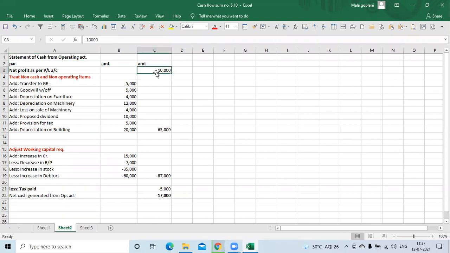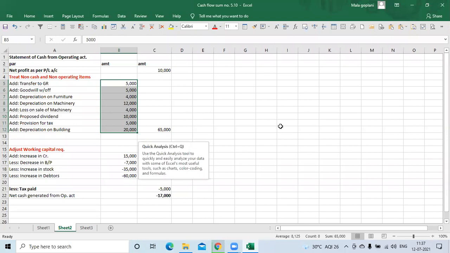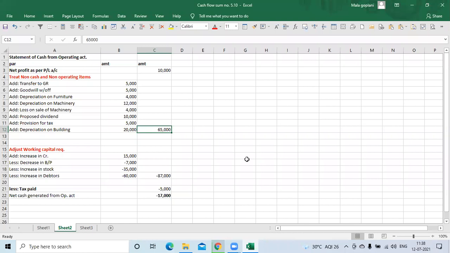Net profit is already written in the outer column, 10,000. Now the non-trade, non-cash items. You have many amounts here in the inner column. Add all of them. 65,000 is coming, ma'am. 65,000 in the inner column, and then in the outer column. Everybody has got that? Only Jayashree has got that. Who else? Raise your hand. Ma'am, 65,000. Okay, very good.